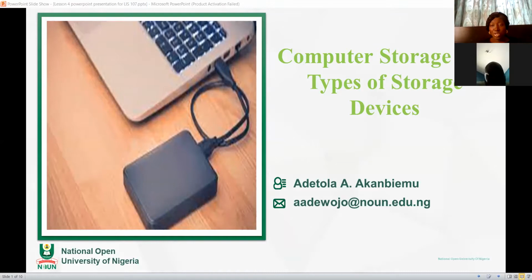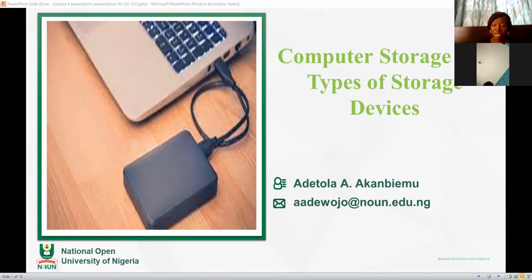The word computer storage, I'm going to break it down. We've talked about computer. We said computer is an electronic device that accepts data, processes data, and outputs data. Now, the word storage is from the word store. To store means to keep. When you keep things, it's usually because you'll be needing them in future. That is why we use the word store. So when we talk about storage is when something has been kept, when something has been stored for future use.